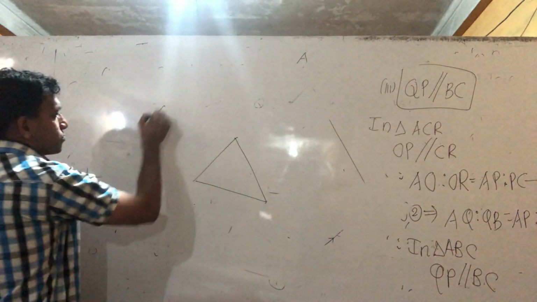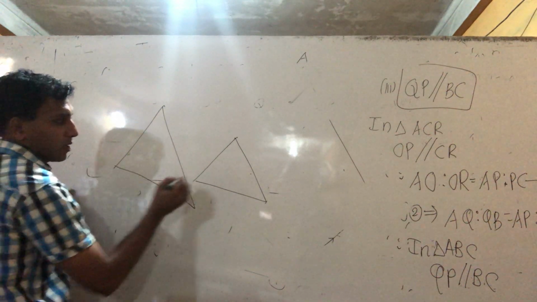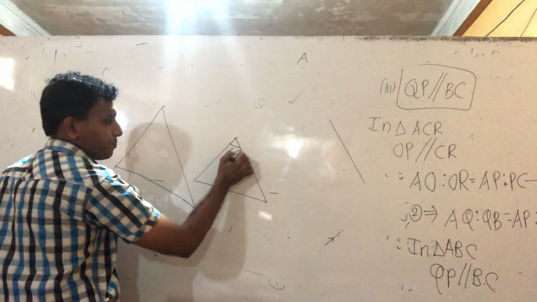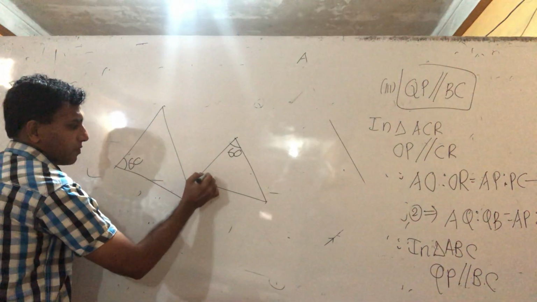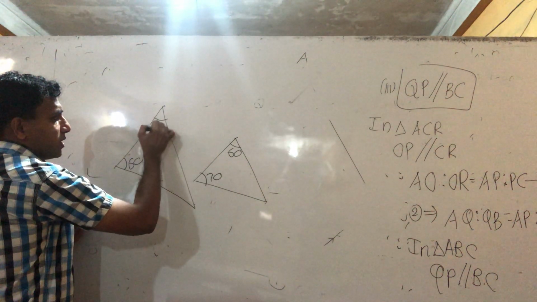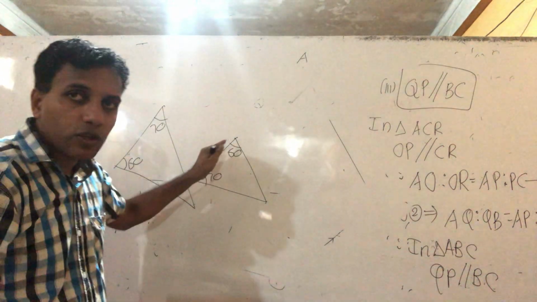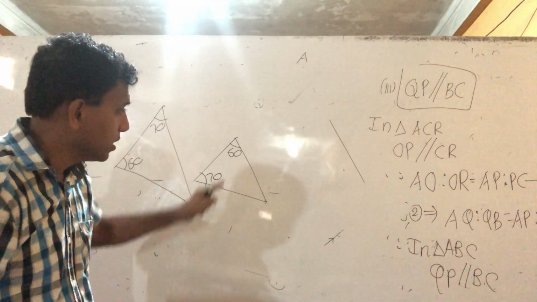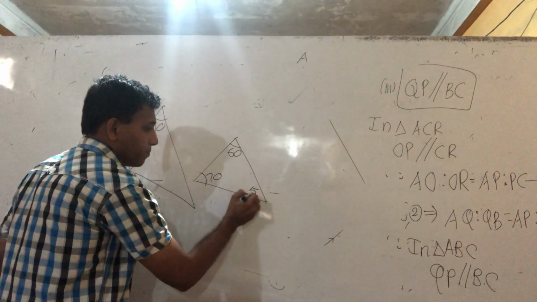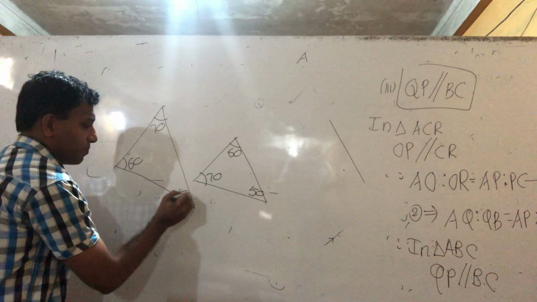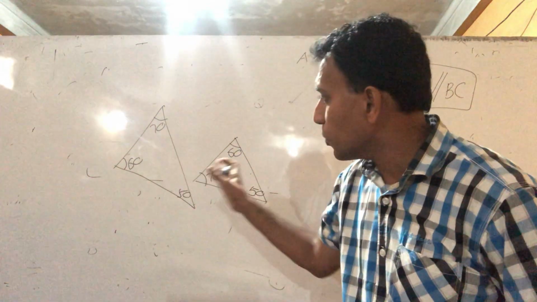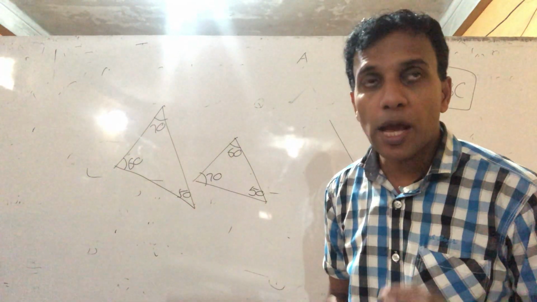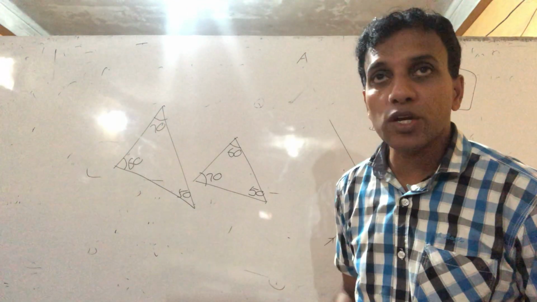Triangle, for example, see this triangle. Here I say 60, here 60, here 70, this is 70. So you know all three angles add to 180, therefore here 50. So here also 50. So what can you say? These two triangles are equiangular triangles, because the angles are equal.